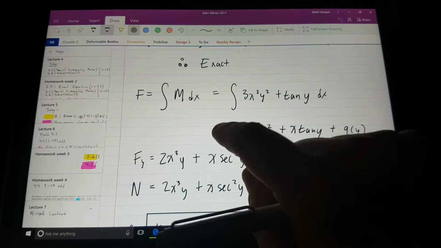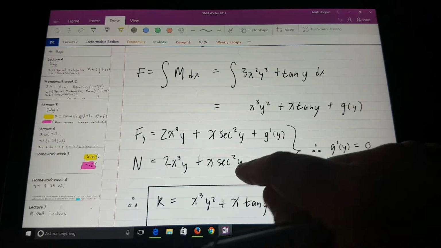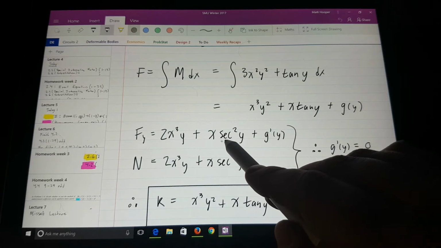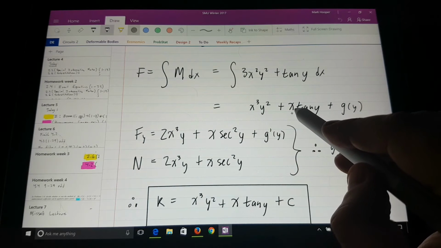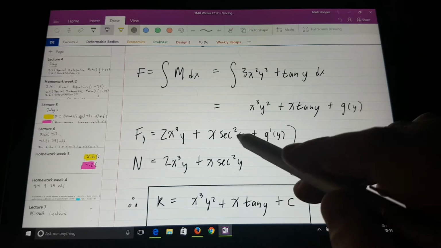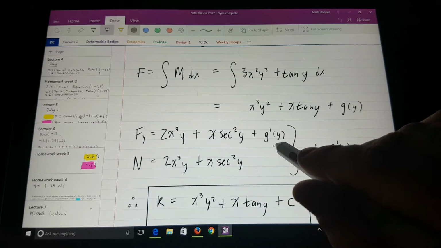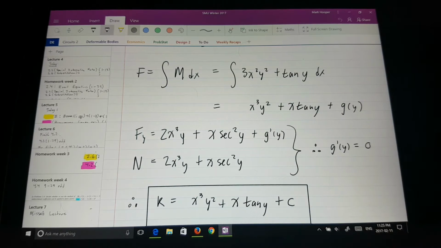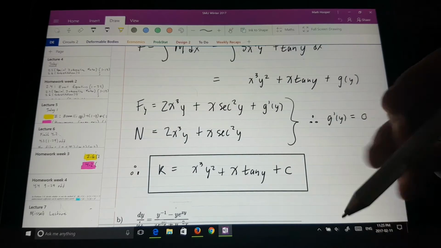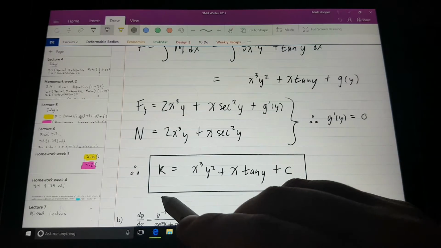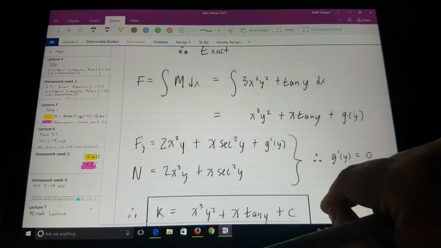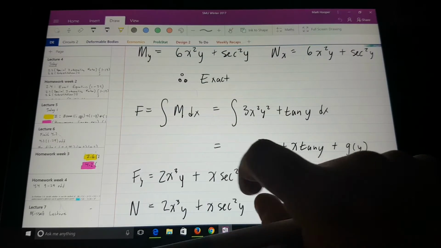Now we're going to take this f and differentiate it with respect to y, which should give us n, right? So if we do that with respect to y, we get 2x cubed y plus x secant squared y, right? Because this is just a function of y, so that x comes along for the ride. And plus g prime of y. Now I'm looking at n, comparing it to n. It turns out g prime of y is 0, so that means g was just a scalar, right? So you could write f here, but I noticed in the solutions it's k, so maybe I'll just say k is that, because f is kind of a placeholder, because you're not quite sure what's going on at that time.